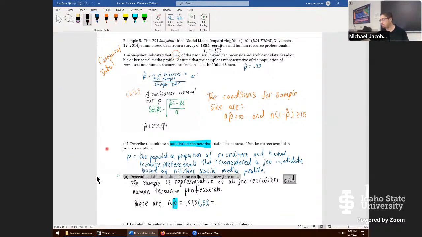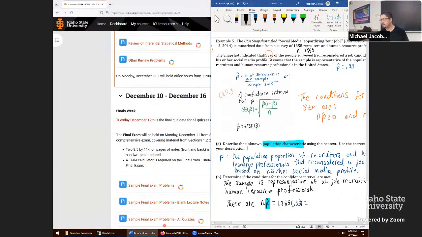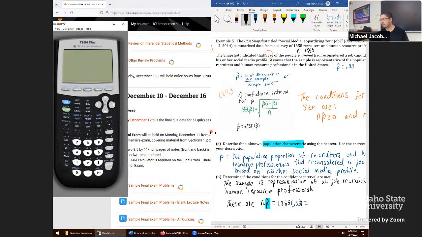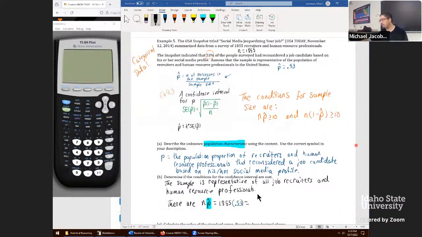Let me just move some windows over just a bit. Okay, there we go. I think that'll fit a little bit better.